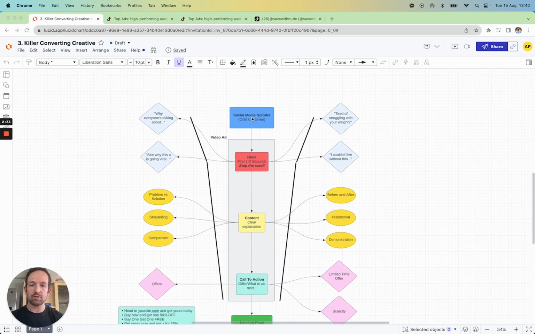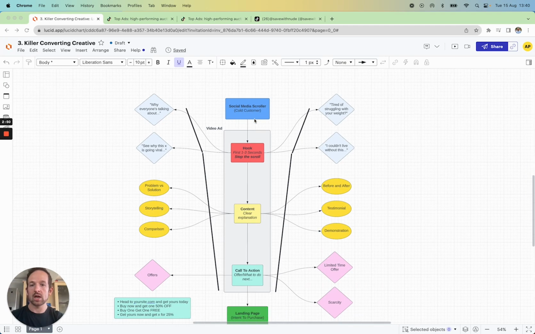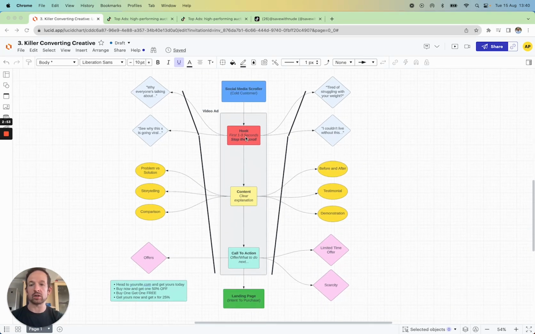So first of all, we have our social media scroller. This is our cold customer. When we're using paid traffic, unless we're retargeting, we're going to be going to a cold audience. So when we choose either interest or broad, whatever selection that we have for our targeting, we're going to be aiming to find new customers for our brand. So what happens here in the first 1 to 3 seconds is we need a really good hook, something that catches the audience, captures their attention, and brings them into the rest of the content.